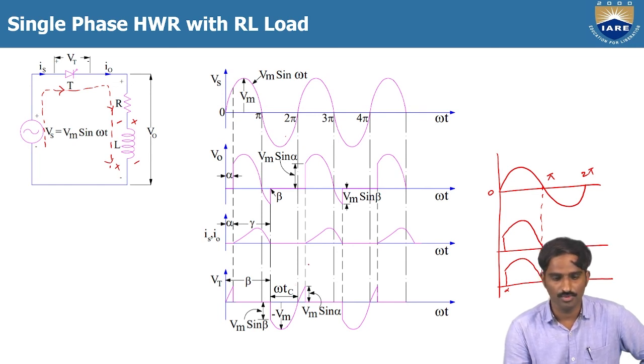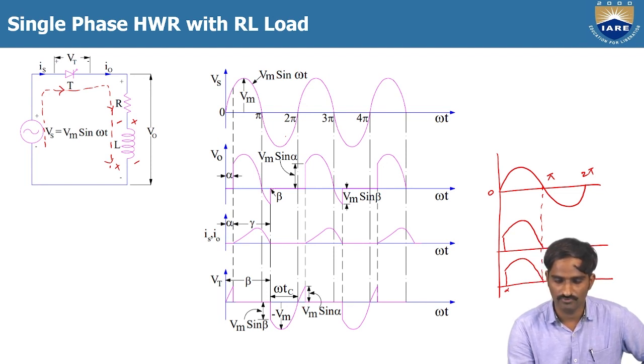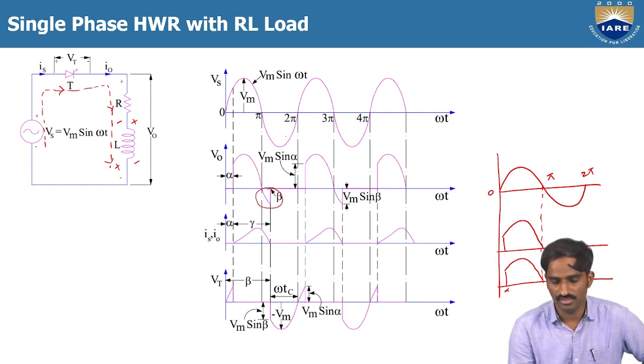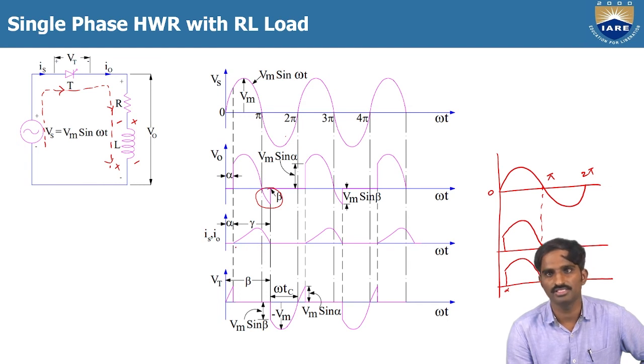This is the operation of the single phase half wave rectifier with R load. Then this is the effect of the inductance in the load. We are getting a small negative voltage, and the conduction period is also increased, because before it was alpha to pi, but here it is alpha to beta.